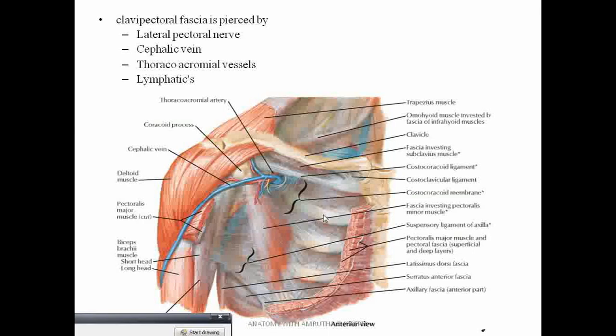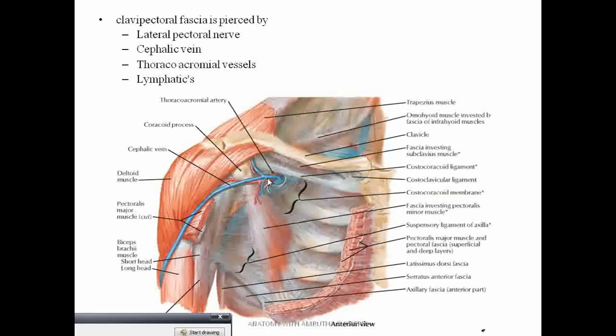The clavipectoral fascia is pierced by the lateral pectoral nerve, cephalic vein, thoracoacromial vessels, and lymphatic channels, which cannot be seen in the diagram.